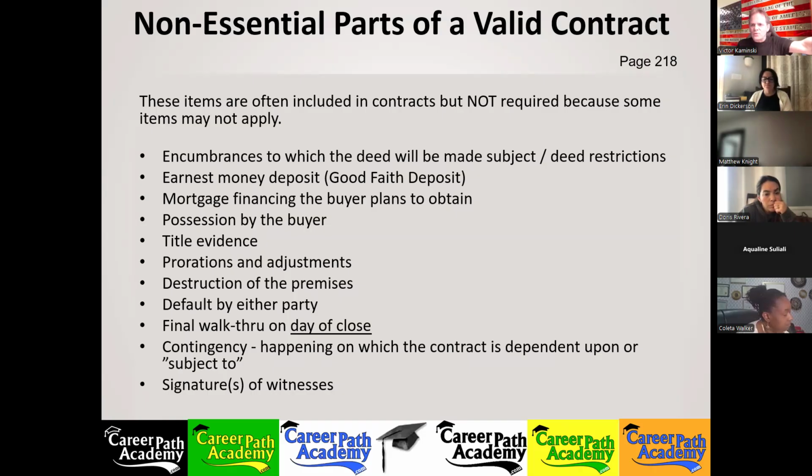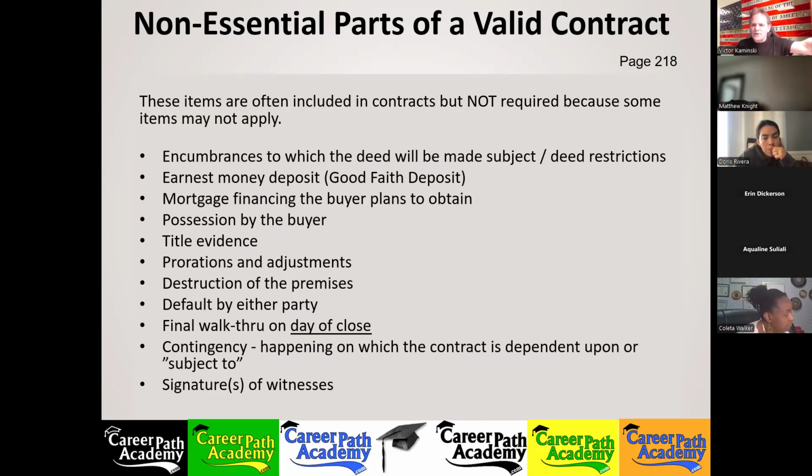Destruction of the premises. So we have a statement in our contract that says what happens in the event that, while we're under contract to sell this property to the buyer, there's a fire in the house or something happens. Well, our contracts basically say that there's a stipulation there. It's the owner's responsibility to maintain the property in the same condition that the buyer saw it in when they made the offer. So it's their responsibility to get it fixed too.